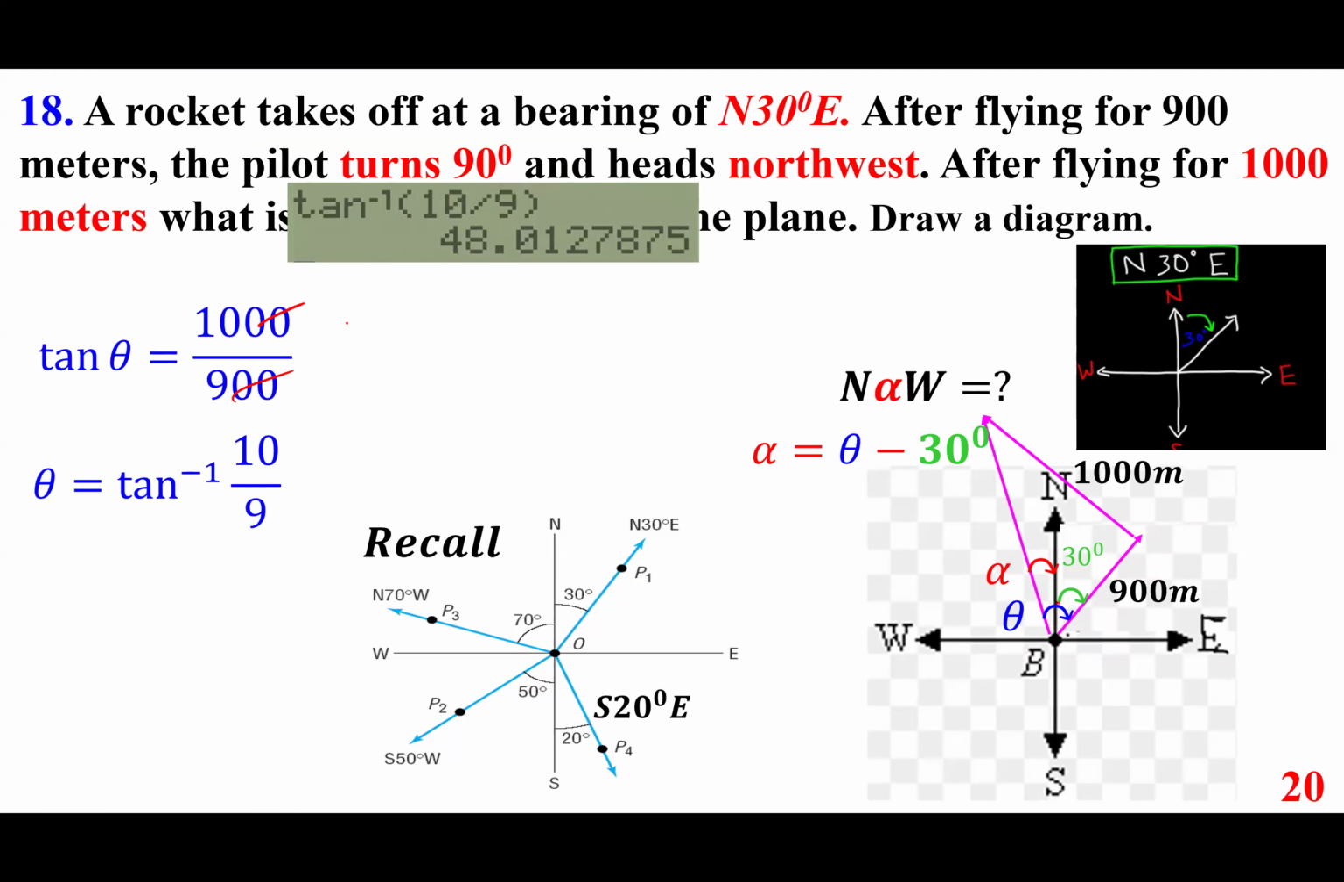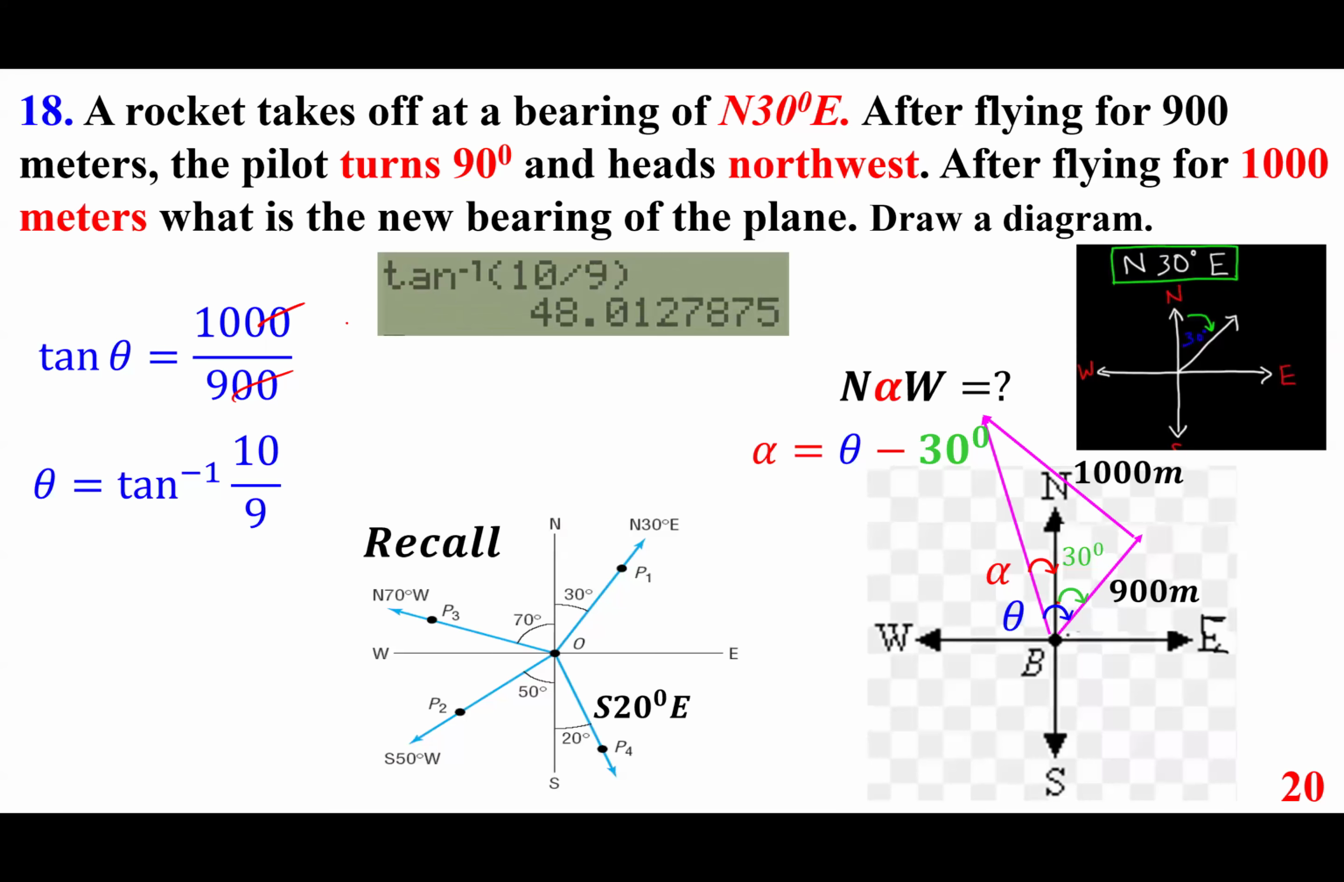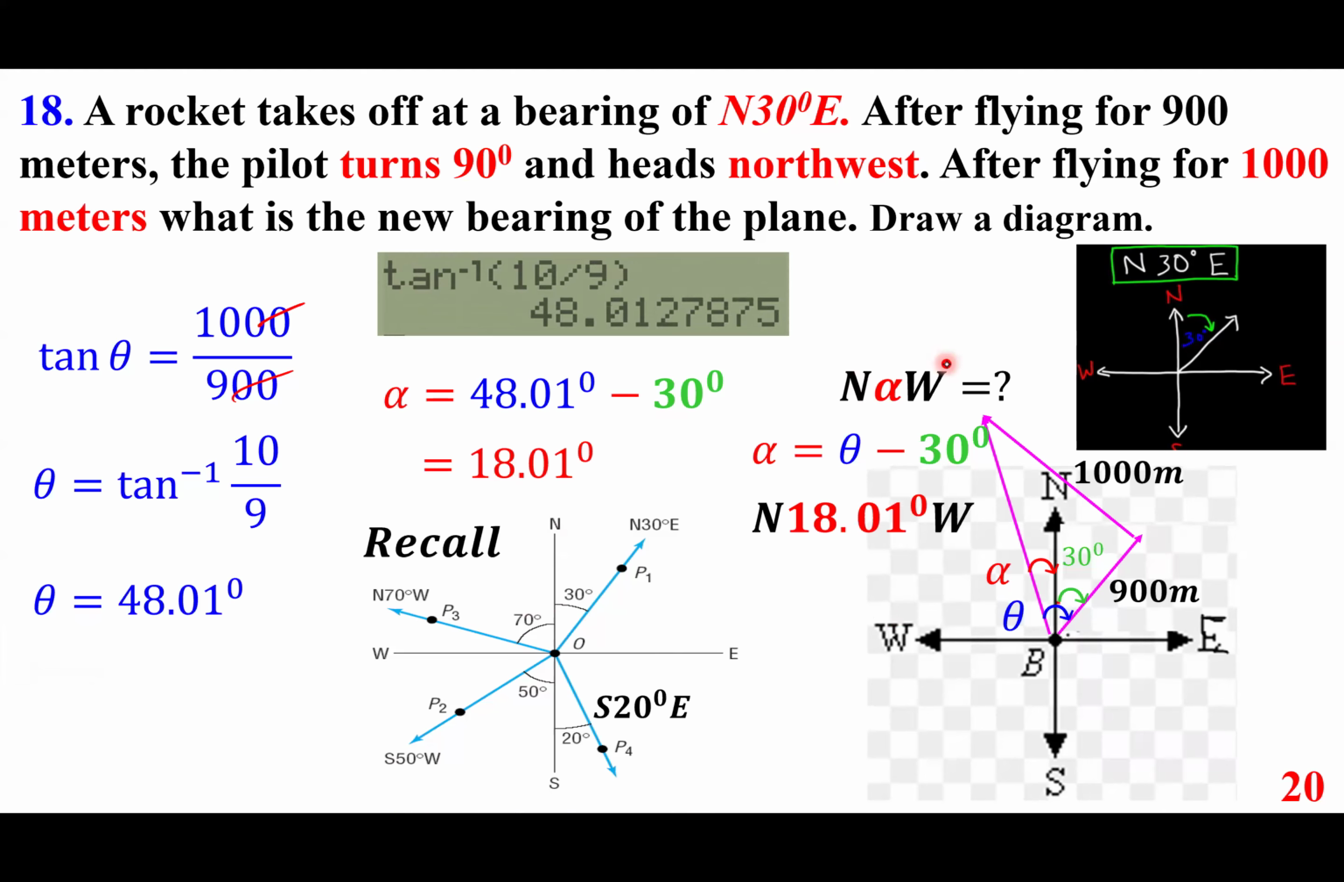Putting it into a calculator gives me the answer, and I'm going to subtract 30 degrees from it. So 48.01. Subtract 30, and we get 18.01. So the answer is north, alpha, west. North, 18.01 degrees west.